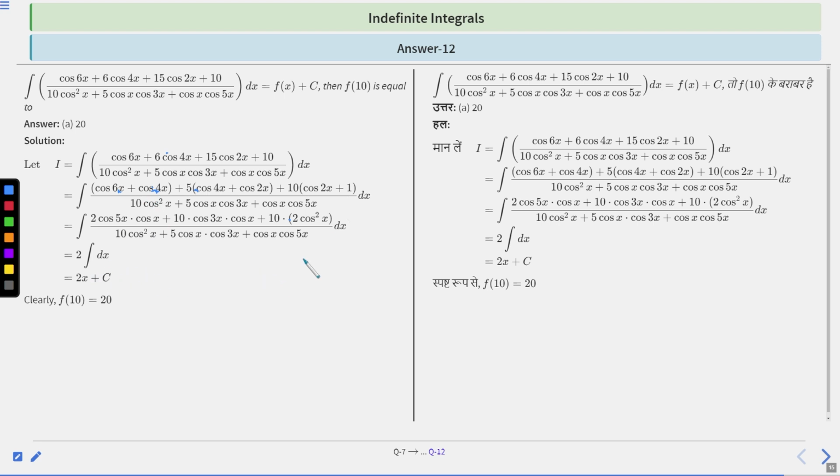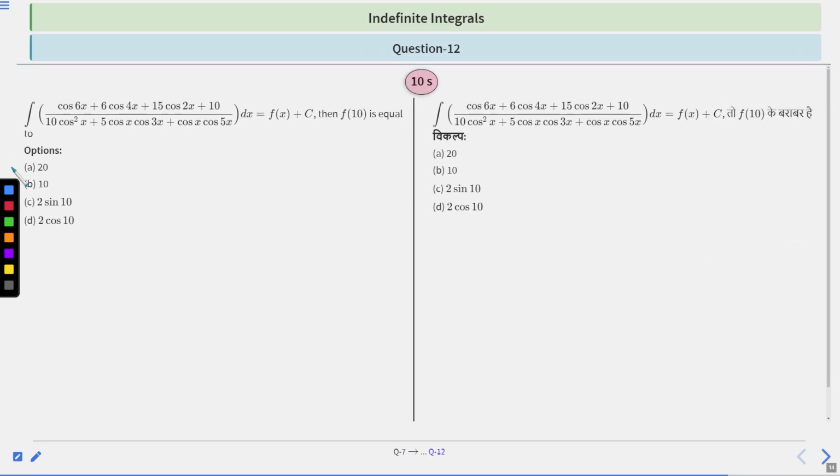2x plus c. Now we have to find f(10). Clear? Let us assume c as equal to 0. So f(10) will be, since it is 2x, 2 into 10, which is equal to 20. Right? So f(10) will be 20. Right? So 20 is the right answer. Okay. So option A is the right choice.